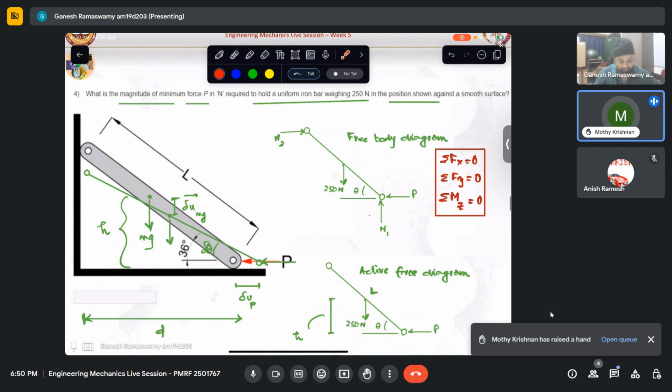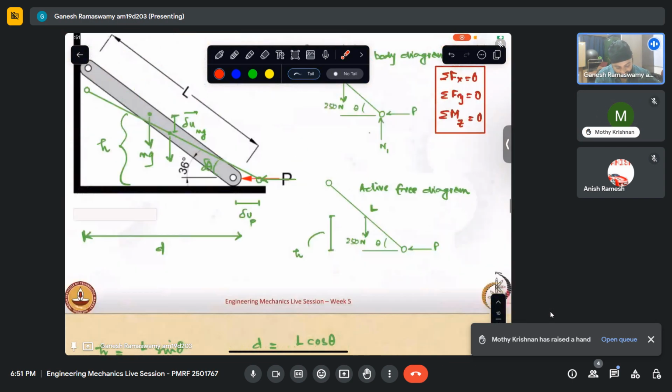It is from the geometry. See, I have a triangle like this.